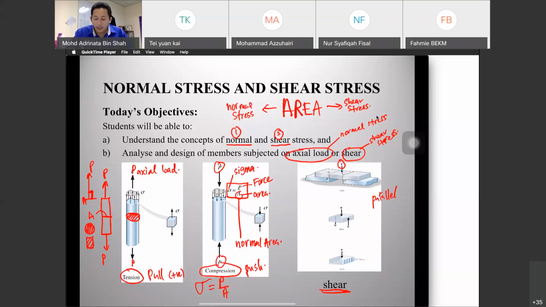For shear stress, when we give the load F to the components, to the parts, the area of shear stress is this one. So in 2D, if we look from here, this is F, and this is our shear stress. So it is parallel. So this is the area.